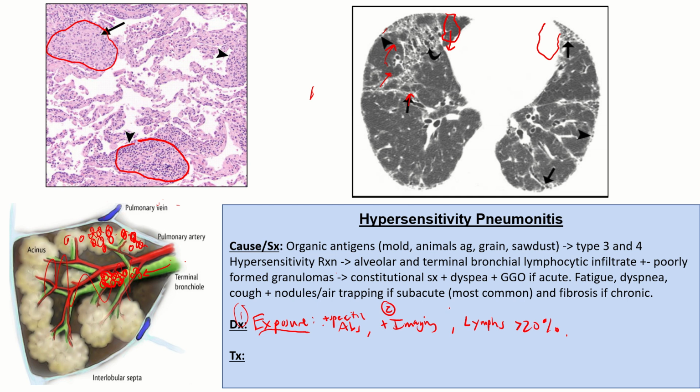And then lastly would be treatment. Biggest one, probably which again is a question, is stop exposure. Depends on where you look, but if patients are pretty symptomatic, you also give them steroids.